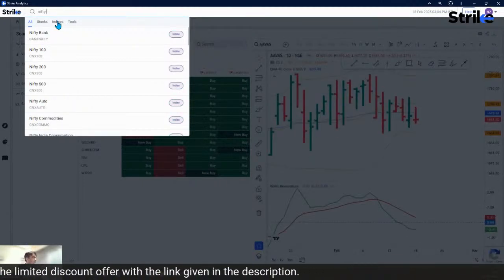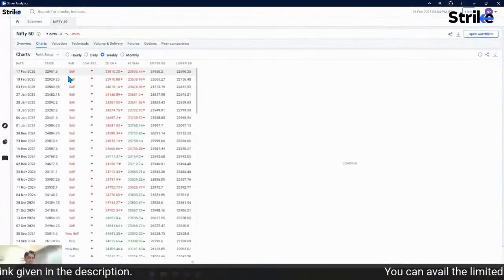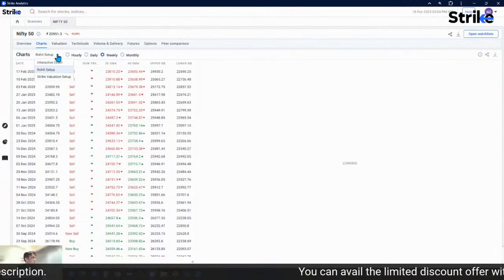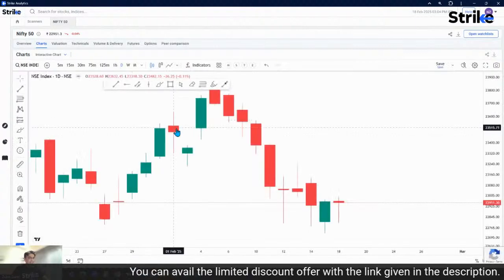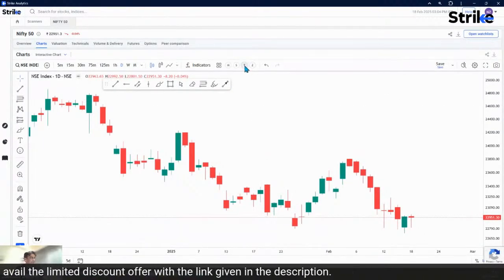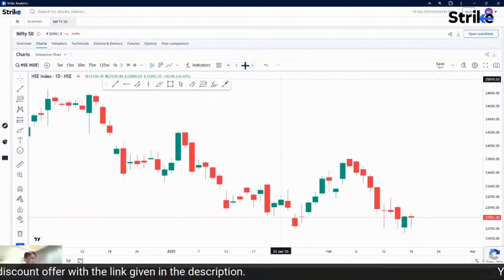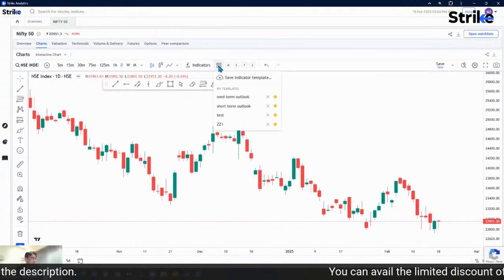All right, Nifty 50 and say charts. On the charts, you come to the interactive chart, and in the interactive chart, you click on T, and as soon as you click on T, hey, just a second.